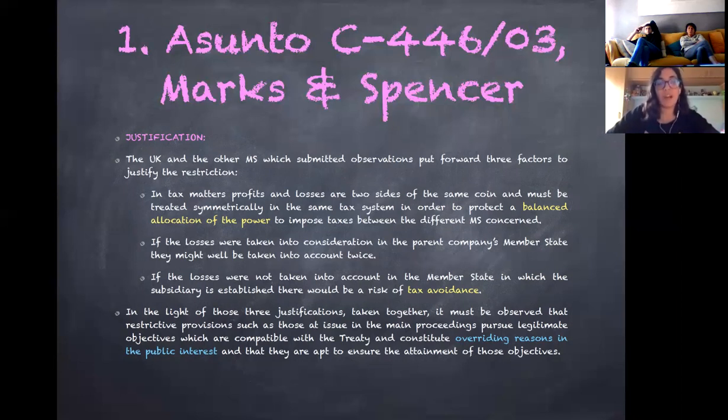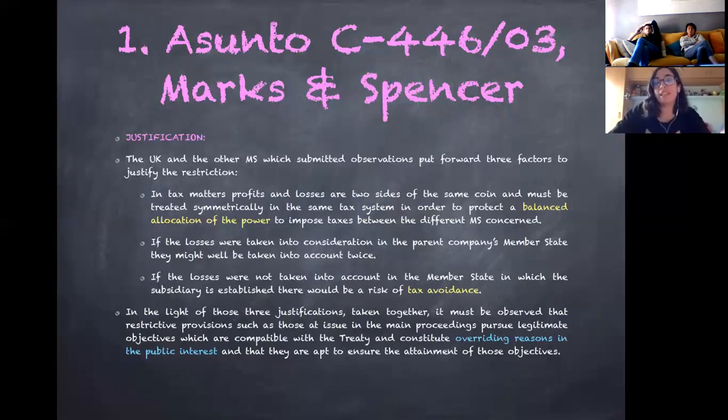Another reasoning put forward by the United Kingdom is that if losses were taken into consideration in the parent company's member state, they might well be taken into account twice. So if Marks and Spencer, as a United Kingdom company, wanted to compensate losses obtained abroad with the profit obtained inside the United Kingdom, maybe those losses were also taken into account in the Belgian or French companies, in countries in which the subsidiaries are established. And finally, United Kingdom also understood that if the losses were not taken into account in the member state in which the subsidiary is established, there would be a risk of tax avoidance.